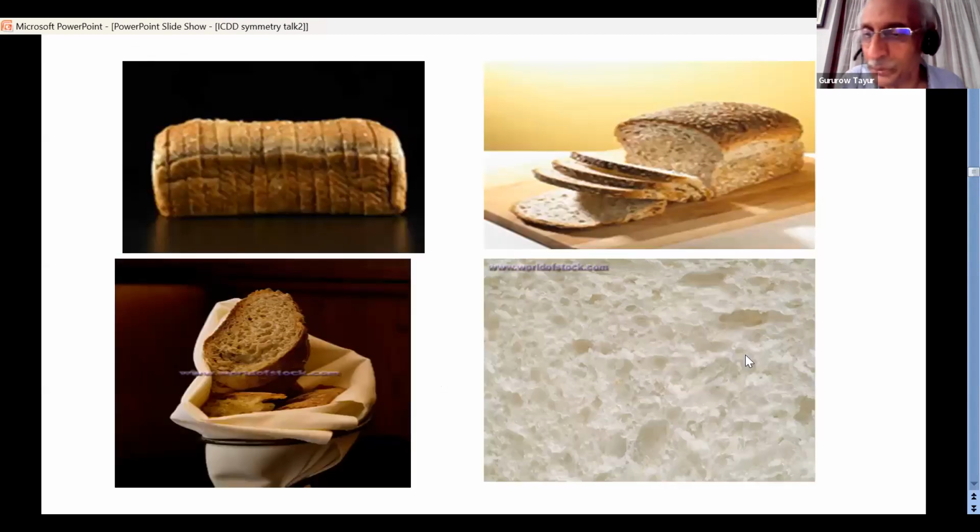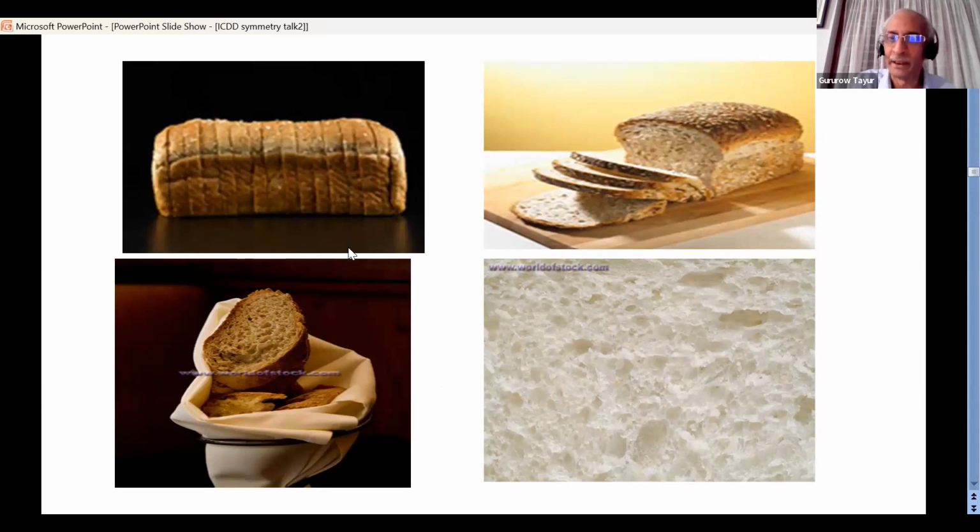We do not have time to spend because we are already 40 minutes through. Let us go to my signature slide. This is the slide which I love most, because everything we want to know about structures will be understood by looking at a loaf of bread.